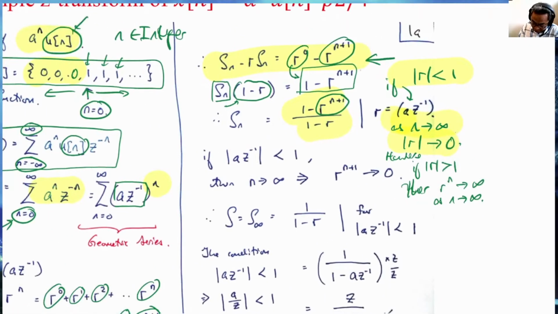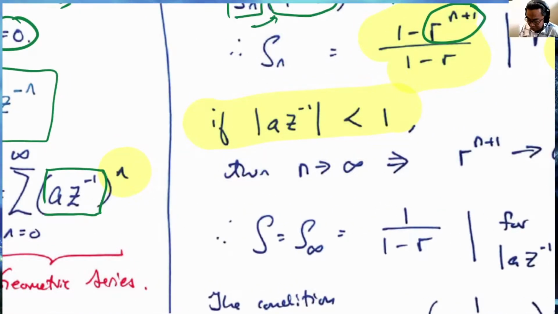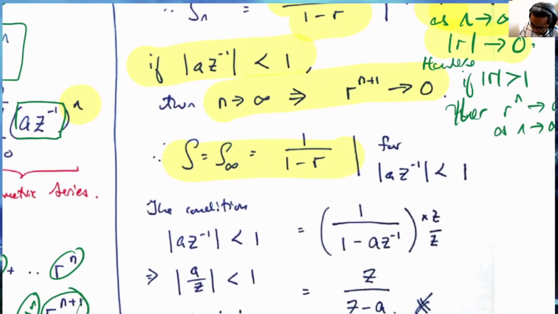Now, we just state this point. We say that if the absolute value of r, which is this little term here, a times z^(-1), is less than 1, then this term becomes 0. And therefore, we have S equals 1 over 1 minus r. So now we can substitute what r is, and we are very happy again.